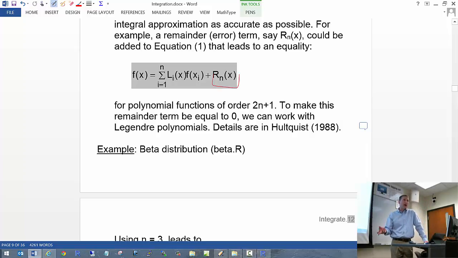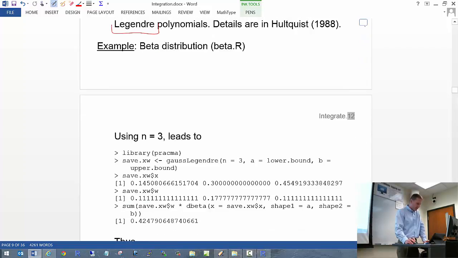And I guess that's kind of a compromise here. When I was writing out my lecture notes, I decided not to go into the details behind this remainder term. Instead, I'm just going to say that you can choose your x values in a way such that this remainder term is as small as possible. And the way that that's done is through Legendre polynomials. If you want to see the details, take a look at a numerical analysis book. It's the one that I used.